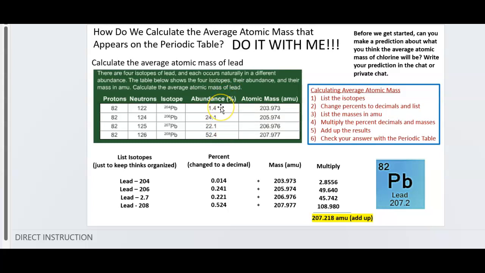We still have to change these to a decimal. So that's step 2, change the percents to decimal. That means move the decimal twice to the left. So 1.4 becomes 0.014, 24 becomes 0.24, 22 becomes 0.22, and 52 becomes 0.52. Okay, so we change percent to a decimal. Step 3 is to list the masses. And again, it's already in table form for us, so all I had to do is take this and put it down here, right?